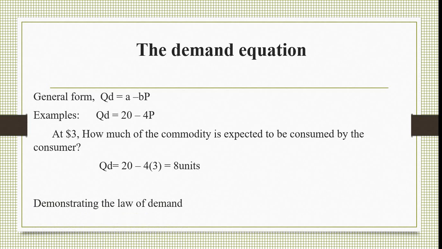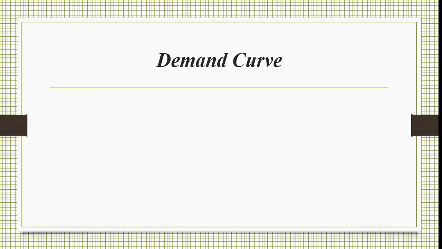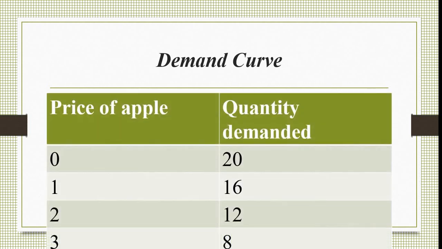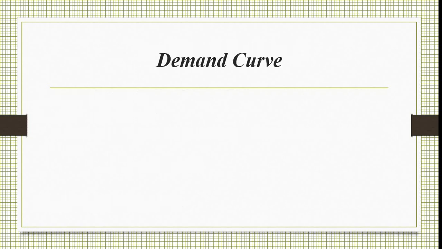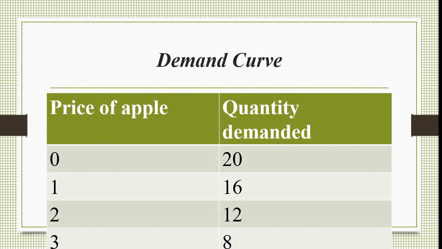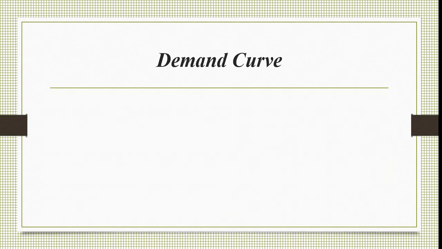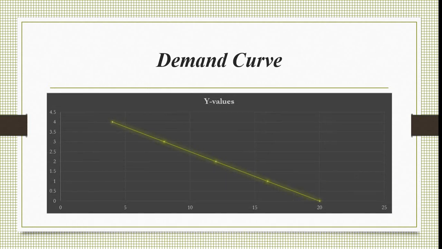Now, let's go ahead to demonstrate the law of demand. Now, the demand curve. In the equation, we could have a lot of quantities demanded by putting different prices in the equation to develop different quantities demanded for this commodity. So at price zero, the quantity demanded by the consumer will be 20, at 1 it will be 16, then it continues to 3 where it will be 8. If you plot this table on a graph, you're going to have this.